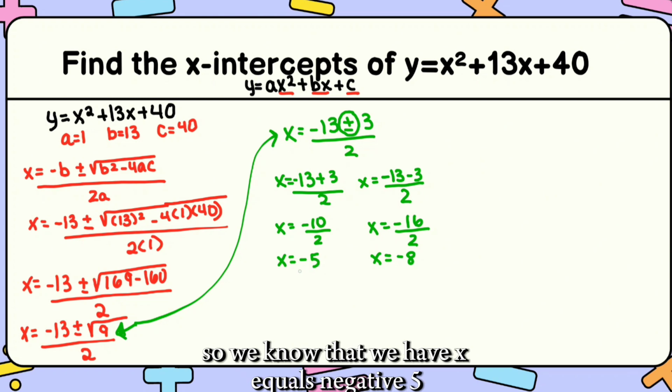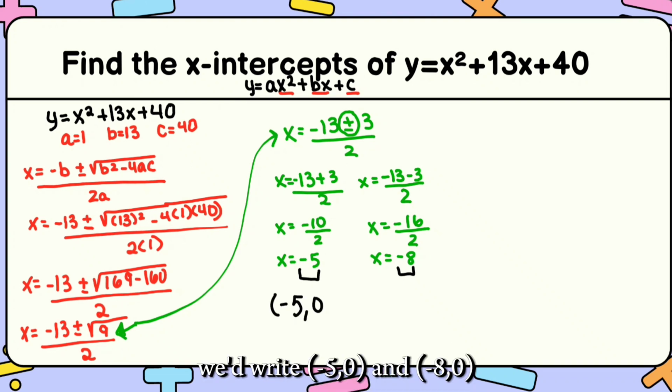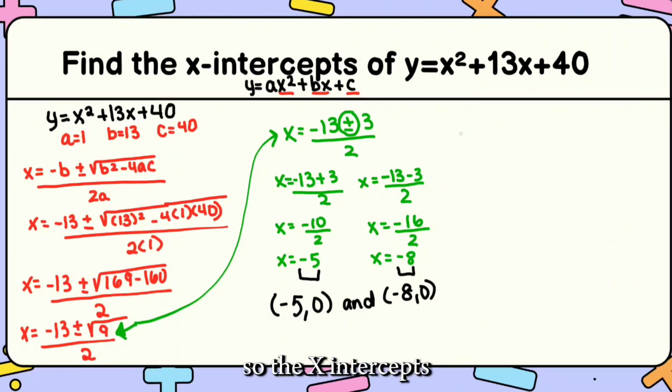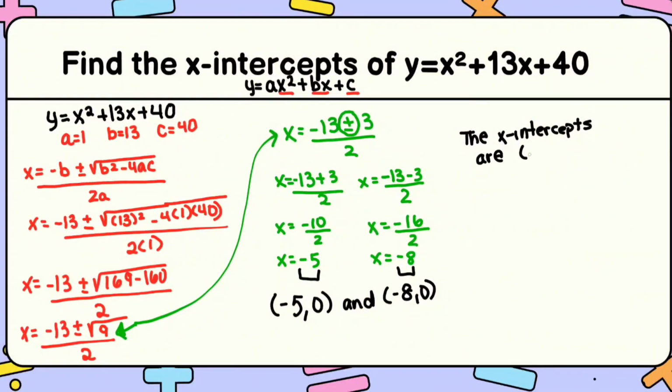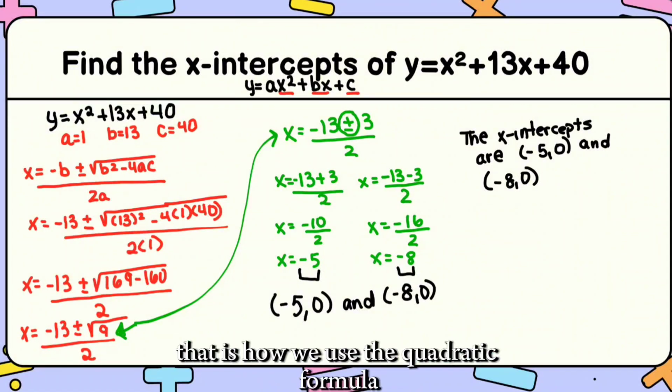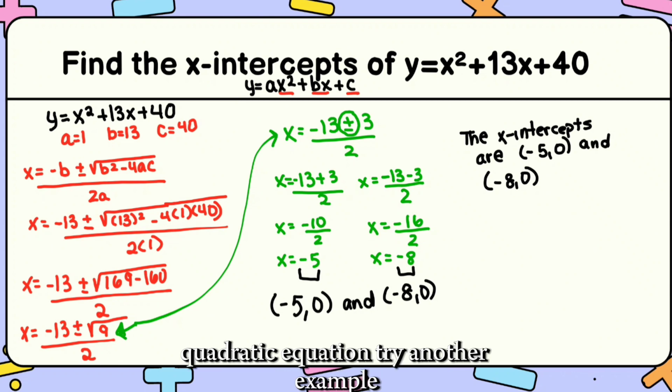So we know that we have x equals negative 5 and x equals negative 8. To write them as x-intercepts, we'd write negative 5, 0, and negative 8, 0. So the x-intercepts of the quadratic function are negative 5, 0, and negative 8, 0. That is how we use the quadratic formula to solve for the x-intercepts of the quadratic equation.